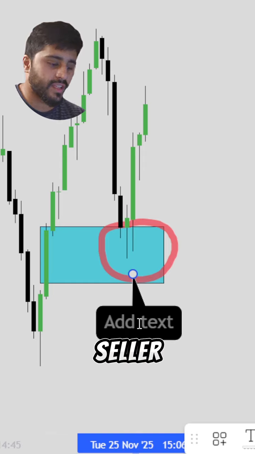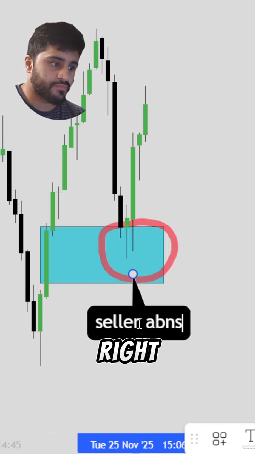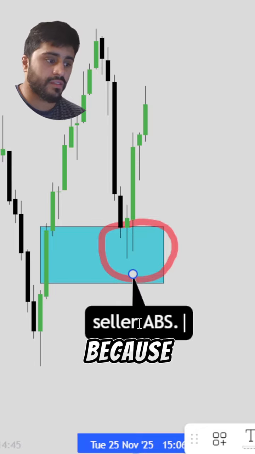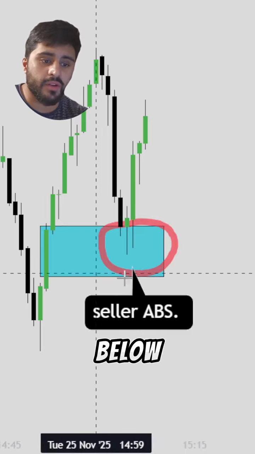So this is what we call seller absorption. Just going to write ABS. This is a seller absorption, because sellers were unsuccessful to break below this level.